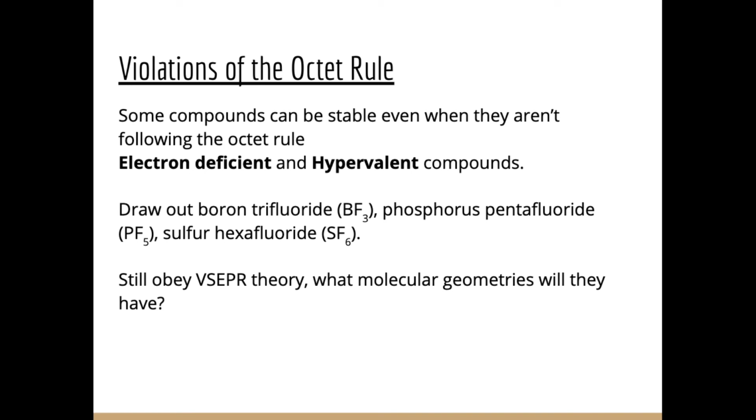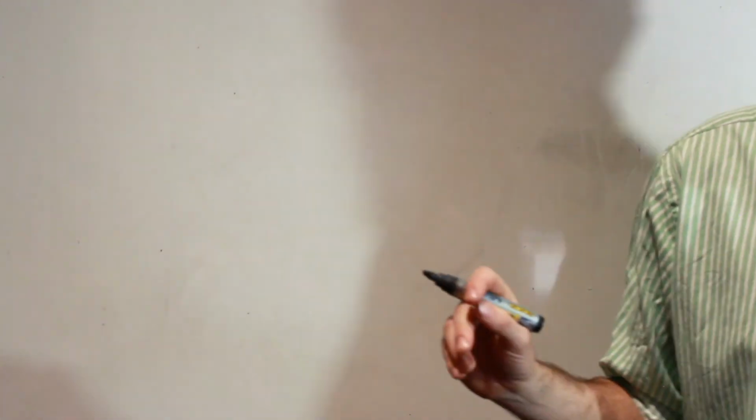We can have electron deficient ones, where they have fewer than 8 electrons, and hypervalent ones, where they have more than 8 electrons. And this will consequently affect the molecular geometries as well. And we can draw these out to show them and the bonding angles that they have. So let's start with the first one.